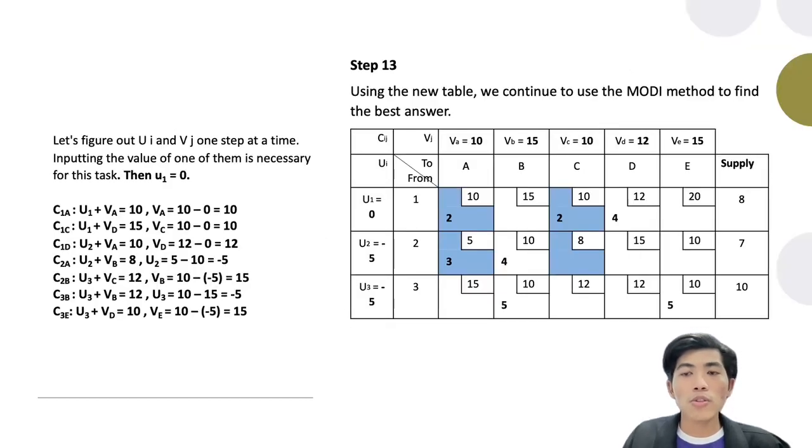Using the new table, we continue to use the MODI method to find the best answer. As shown here at the left, this is the formula and the result of the calculation.